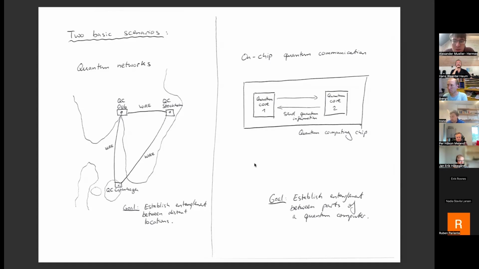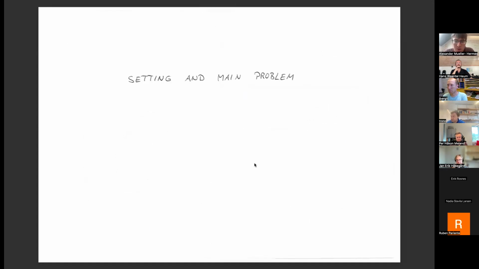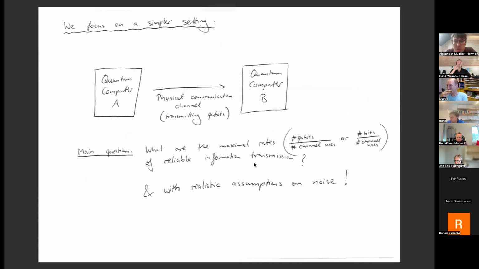Okay, so these are the two basic scenarios that one can have in mind if one wants an application in mind. Let me now state the setting in which we work and the main problem. I want to consider a very simple setting where I just have two quantum computers and there's some physical communication channel that transmits qubits. The main question of quantum channel theory is what the maximal rates are. By rate, I mean the number of qubits that you can send from quantum computer A to quantum computer B per channel use.